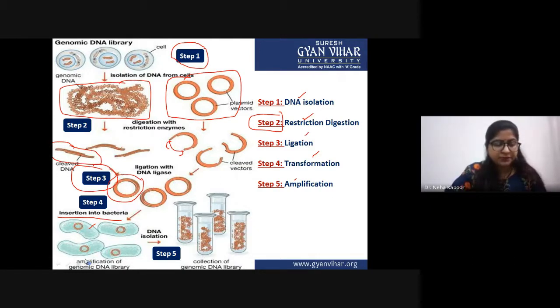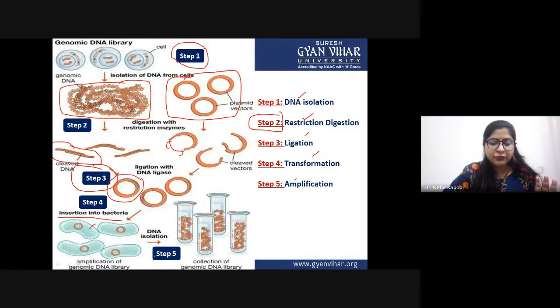So once you have transformed the bacteria with your recombinant vector, the last step would be amplification. Before this amplification, there is one step, selection also. That means we need to screen also. But we go for screening if you are going for a single fragment cloning. If you are constructing a genomic DNA library, we can omit this step also.